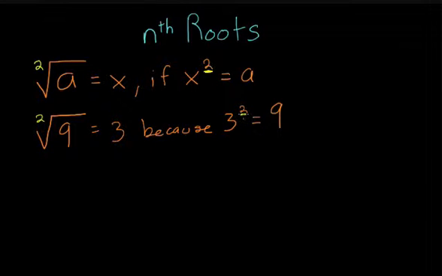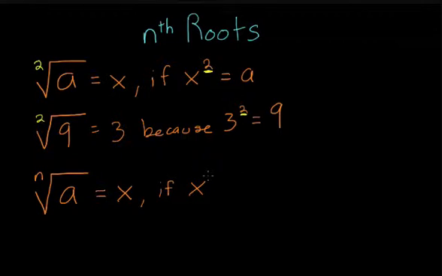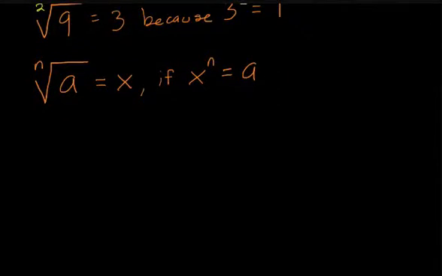However, if you can have square roots, then can't you have any kind of root? So we're going to extend this definition to be the root of a, not the square root, but in this case the nth root of a equals x, if we can take a quantity x and raise it to the nth power, and that gets us the value a. So let's see what other numbers we can get from this.